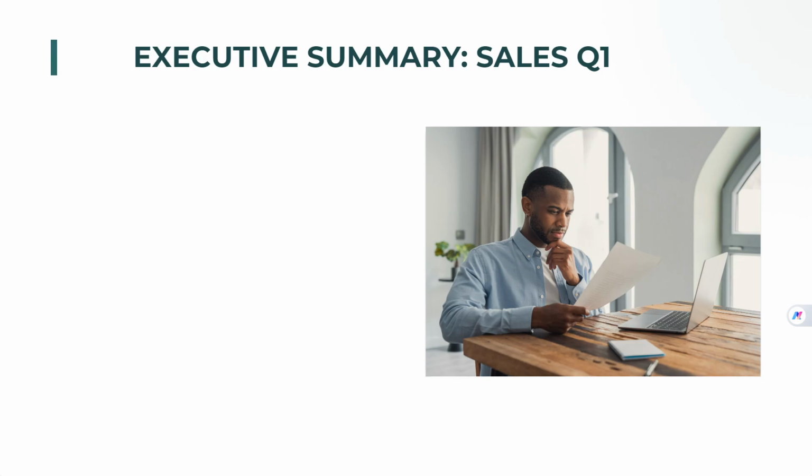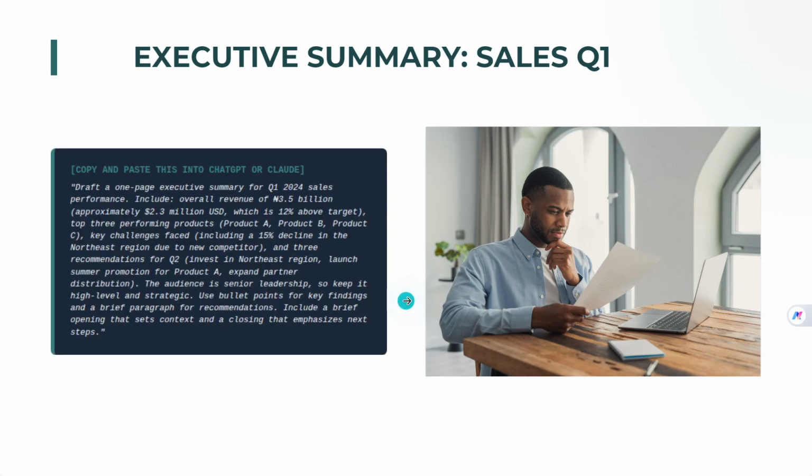For reports, the self-content-based approach works, but you often need to provide more structure. Let's try this. Right? So this is the prompt. Draft a one-page executive summary for Q1 2024 sales performance. Include overall revenue of 3.5 billion, which is 12% above target. Top three performing products, product A, B, and C. Key challenges faced, including 50% decline in the Northeast region due to new competitor, and three recommendations for Q2.